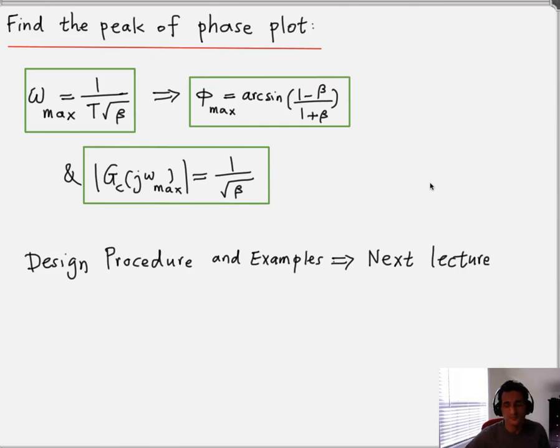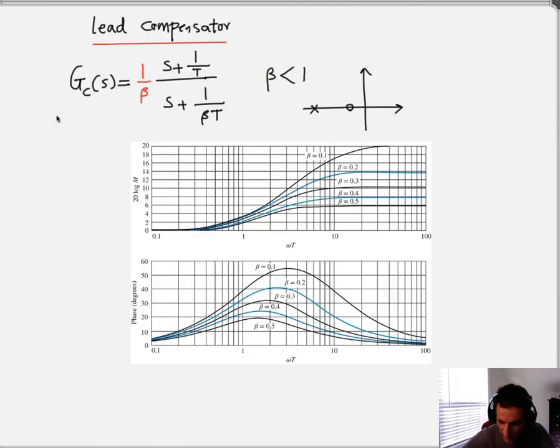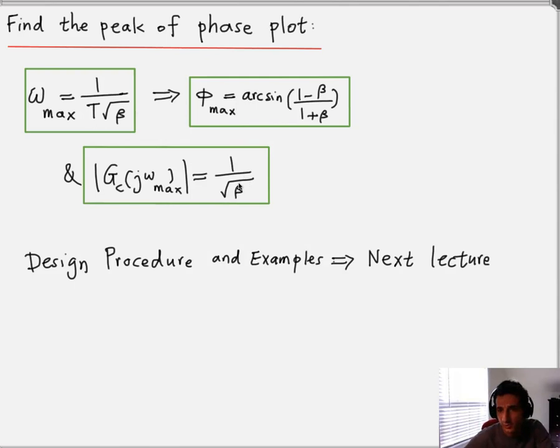And you can also determine that at that frequency where the phase angle shows a peak, at that same frequency, the magnitude of GC, the compensator, is going to be 1 over square root of beta. And again remember, this is not in dB. This is just in decimal.